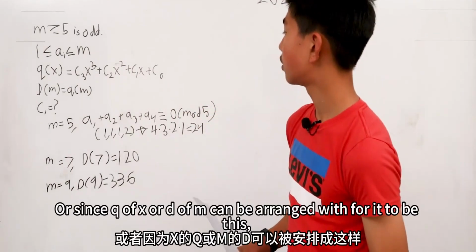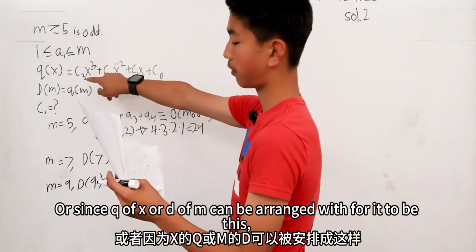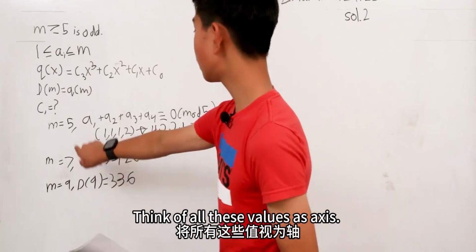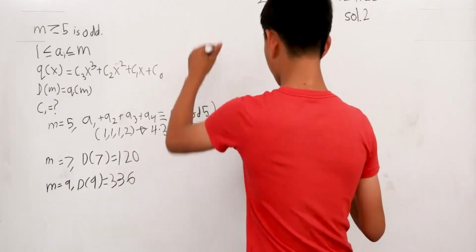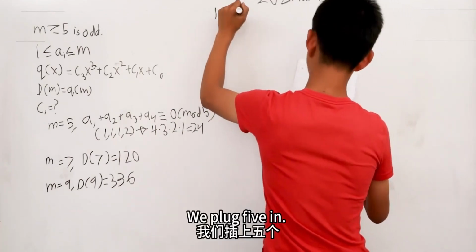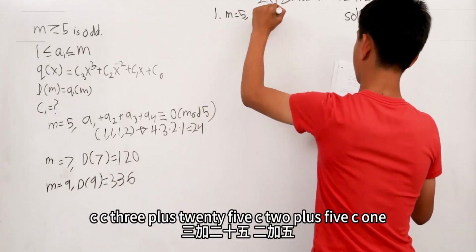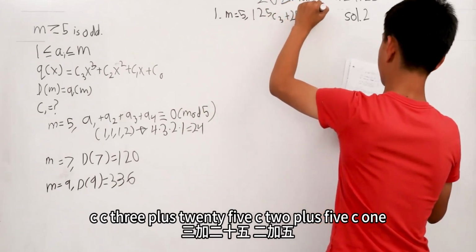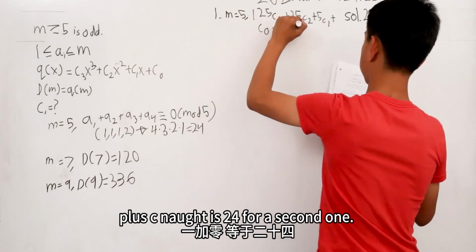Since q of x or d of m can be arranged for it to be this, except that x is replaced with m's, think of all these values as x's instead of m's. It'll make it a lot easier. We have 3 for now as the degree. M equals 5. We plug 5 in, we get 125 C3 plus 25 C2 plus 5 C1 plus C naught is 24.